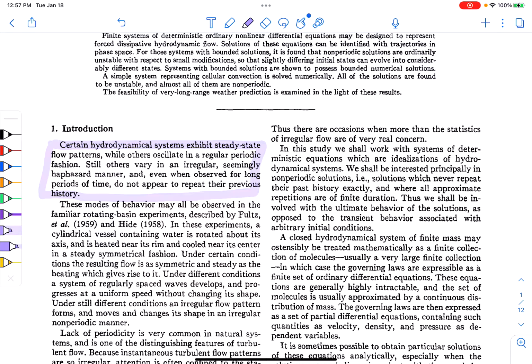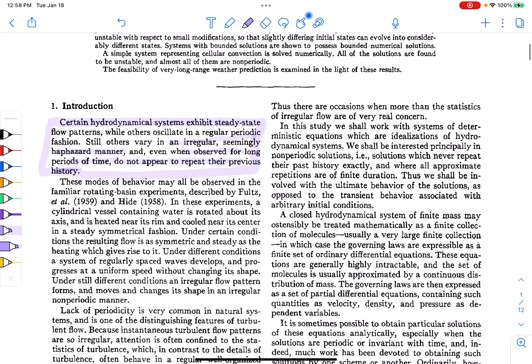It says, certain hydrodynamical systems exhibit steady state flow patterns, while others oscillate in a regular periodic fashion. So those are the first two cases. Those are the easy ones. And still others vary in an irregular, seemingly haphazard manner, and even when observed for long periods of time, do not repeat their previous history. So that's more of a turbulent flow. And we'll look at it through a dynamical series of equations.